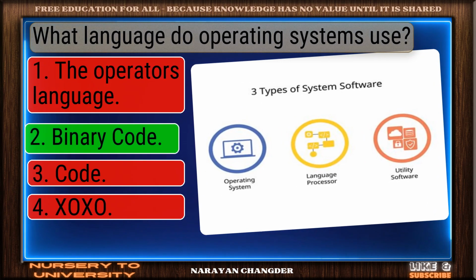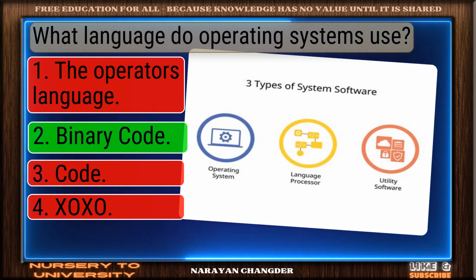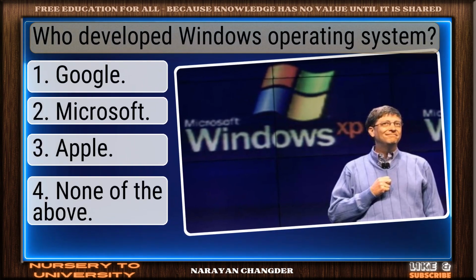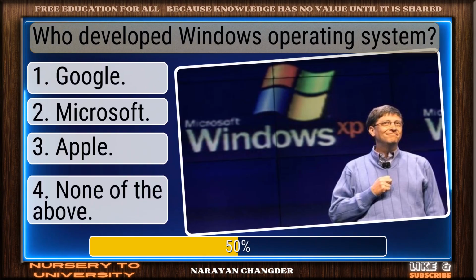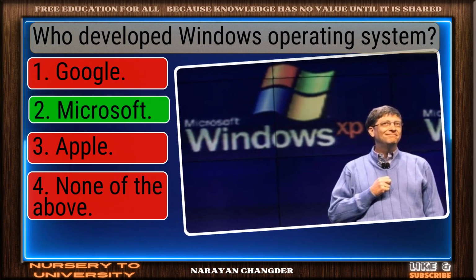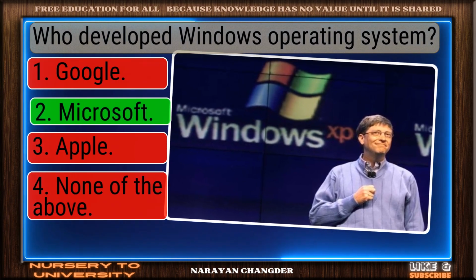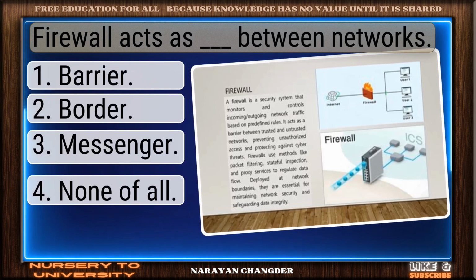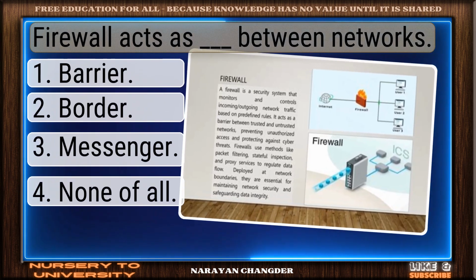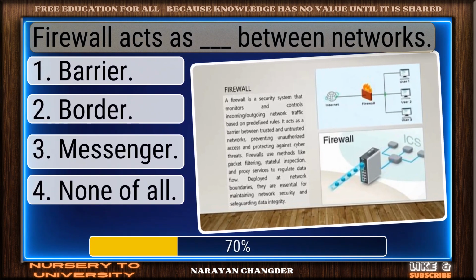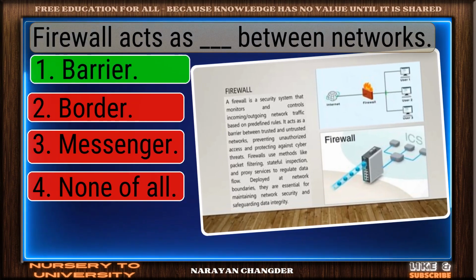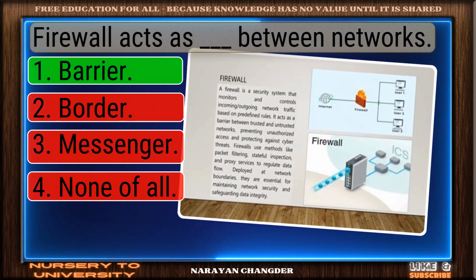Well picked. Binary code is the correct answer. Who developed Windows operating system? Perfect. Microsoft is the correct choice. Firewall acts as dash between networks. Excellent choice. Barrier is the right answer.